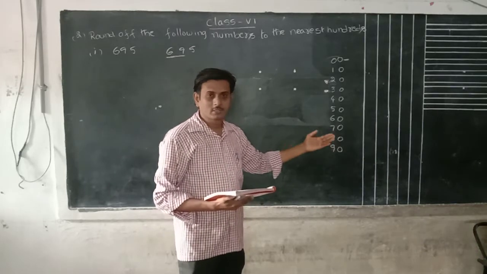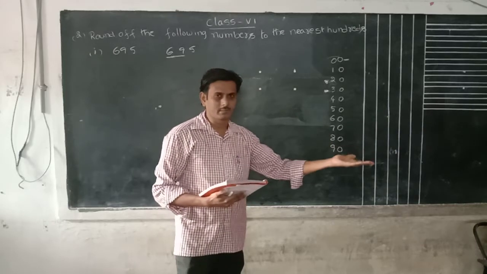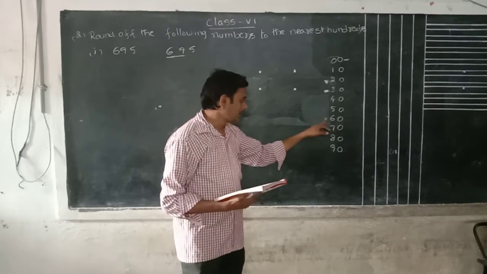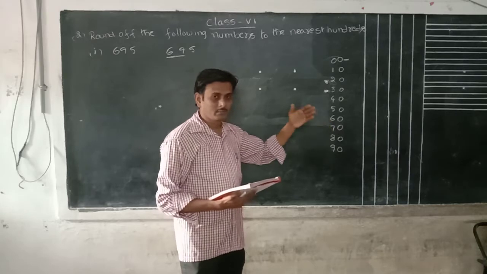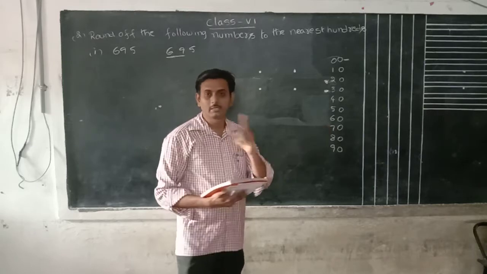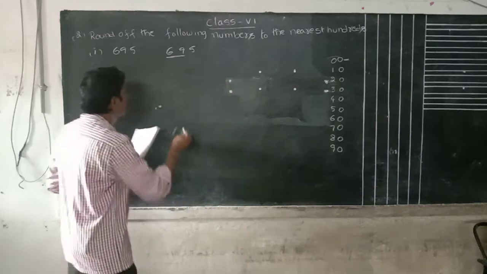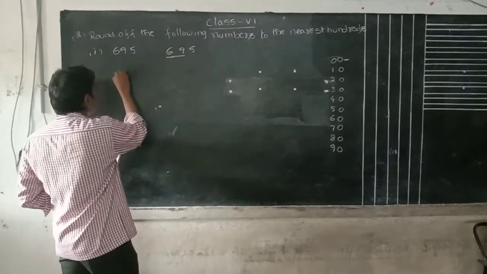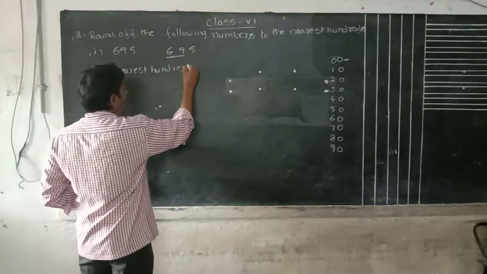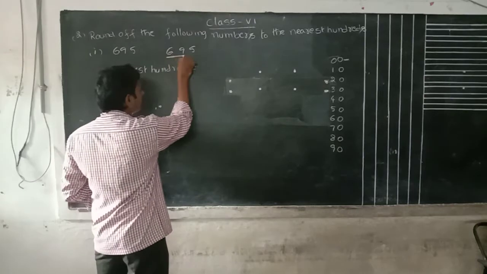Is 69 nearest to 60 or 70? It is very close to 70. Close number means nearest number. To reach 60 from 69 we need to go down nearly 9 numbers, but to reach 70 we only need to increase by one. So 70 is the nearest to 69. So we can take the nearest hundreds.